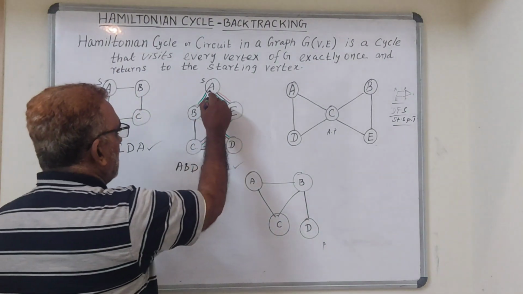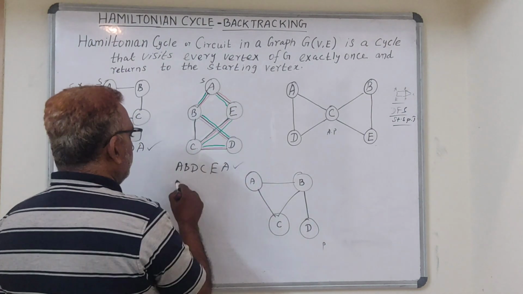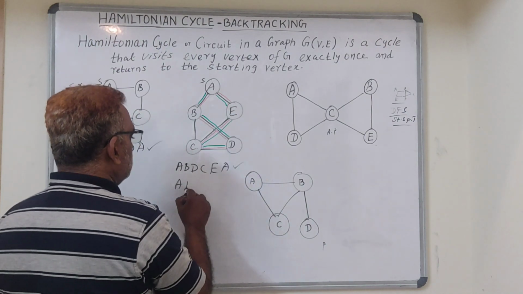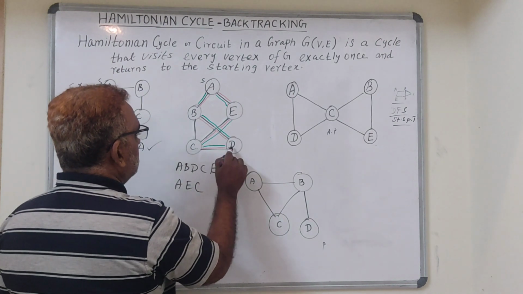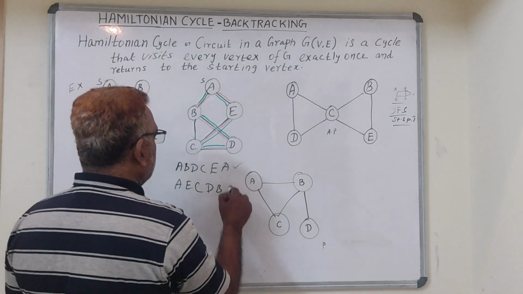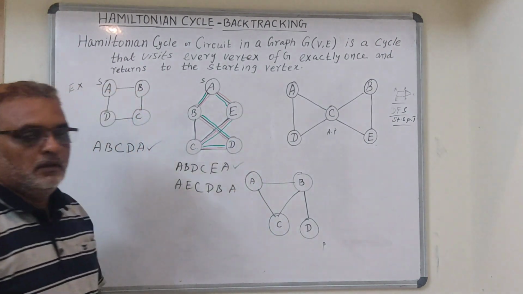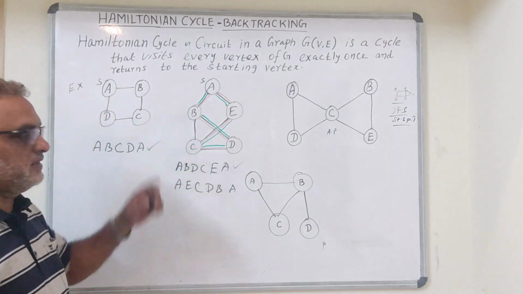Similarly, take another way of getting the Hamiltonian cycle. A, then E, from E to C, from C to D, D to B, and then A. This is another Hamiltonian cycle present in this graph.